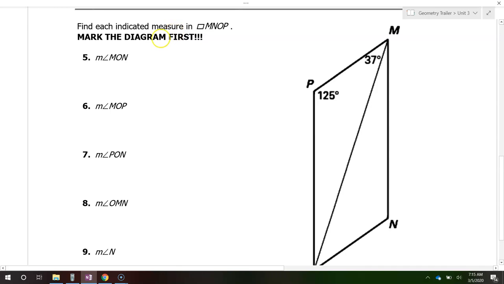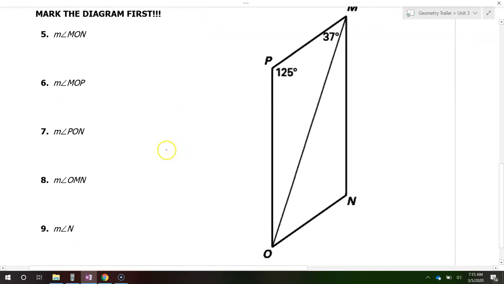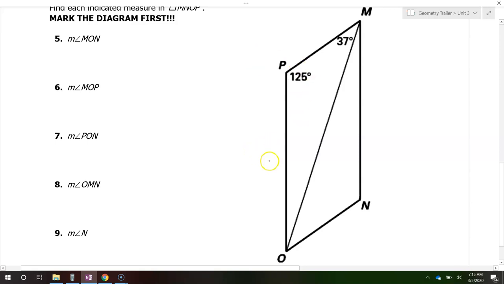Find each indicated measure. Okay, so let's practice this again. I would recommend that you pause the video right now and try to do this problem by yourself. Fill in everything you can, answer as many questions as you can, and then hit play. All right, well, I'm going to assume that you did that and move on. So, in a parallelogram, we know that opposite angles are going to be congruent. So, I see that we have 125 degrees right here in angle P. So, that means that this angle over here will be 125 degrees. Okay, they are opposite angles.